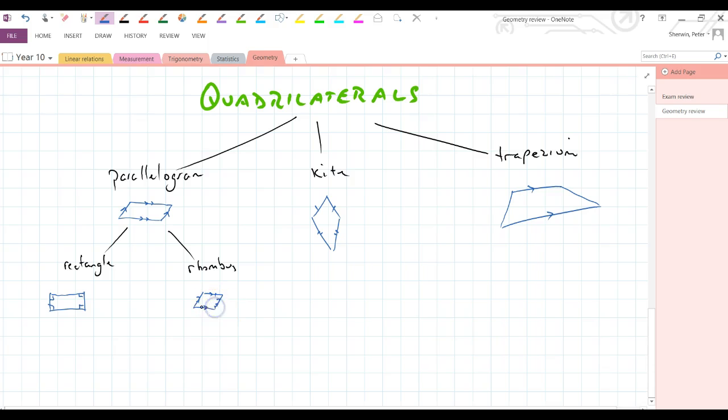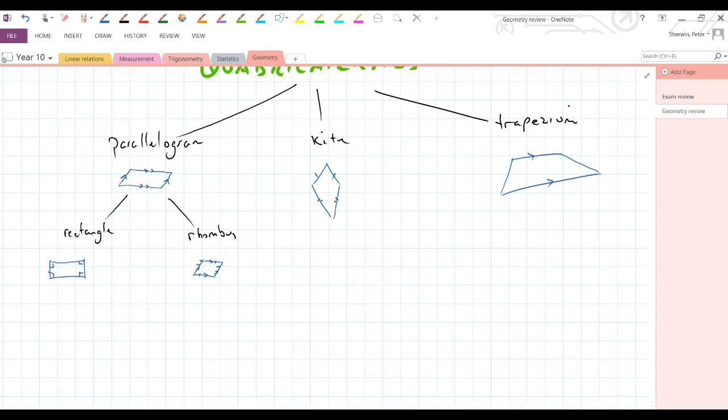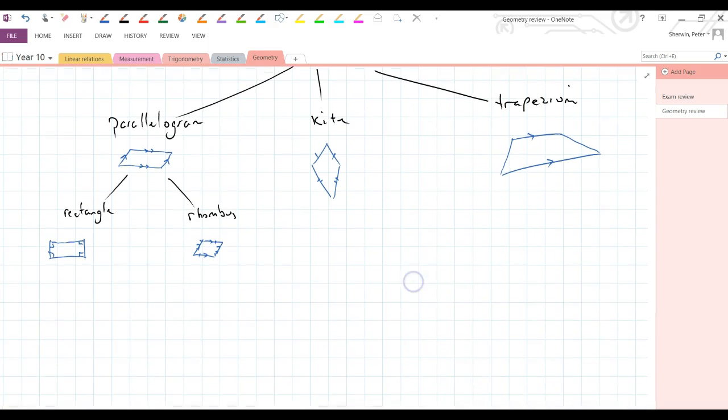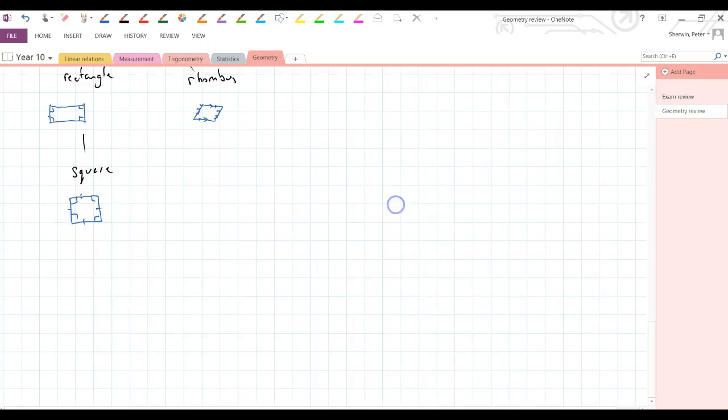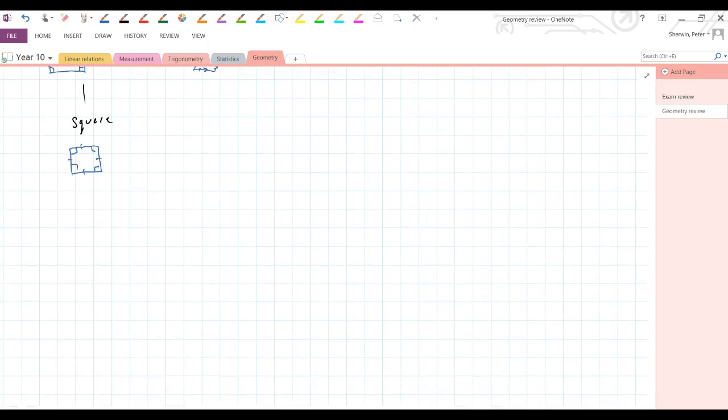Because all these sides are equal, so I've got things everywhere. I should have made that bigger. So a rhombus is a type of parallelogram, just all sides are equal. And finally, good old square, which is basically a rectangle, isn't it? But all four sides are equal in length. So it's one of these. It's a rectangle, but these sides are all equal in length. Okay, there's our little quadrilateral review.